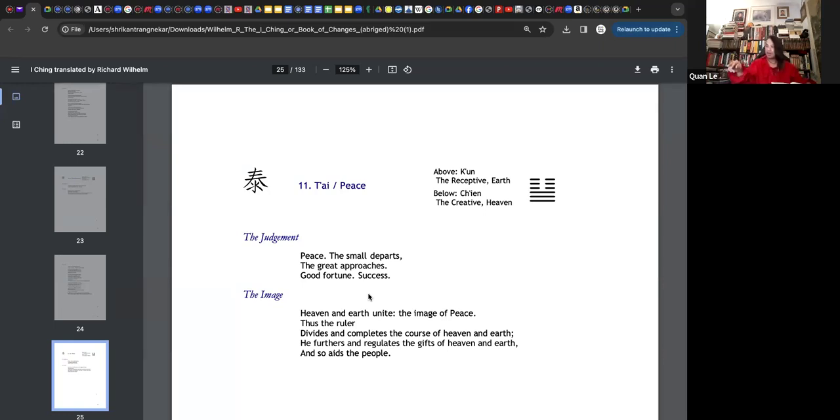So a hexagram is counted from the bottom: 1, 2, 3, 4, 5, 6. The upper trigram above, you see there are three broken lines. Lines 4, 5, and 6 are called the upper trigram, and here the upper trigram is the trigram Kun, or Earth, the receptive. And lines 1, 2, 3 are the trigram pronounced Qian in Chinese, and it's heaven or the creative.